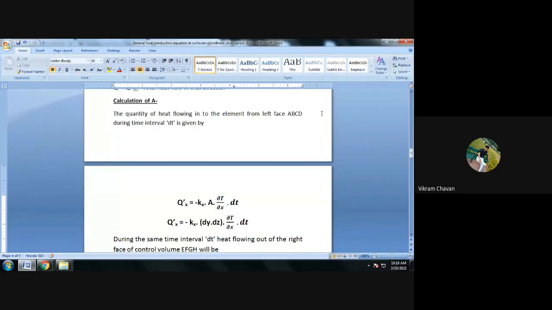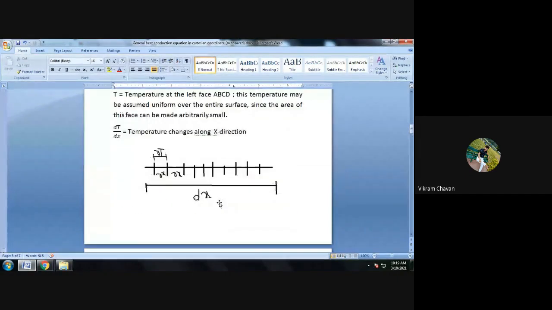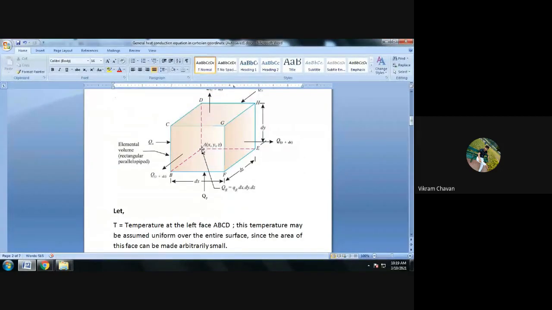Now further, what is the area of the ABCD face, or the area which is perpendicular to heat flow? Let us consider this particular diagram. Where is the ABCD face? This is the face. The length of this face is dz, and the height of this face is dy. So area is equal to length multiplied by height, so the area of this face will be dy multiplied by dz.